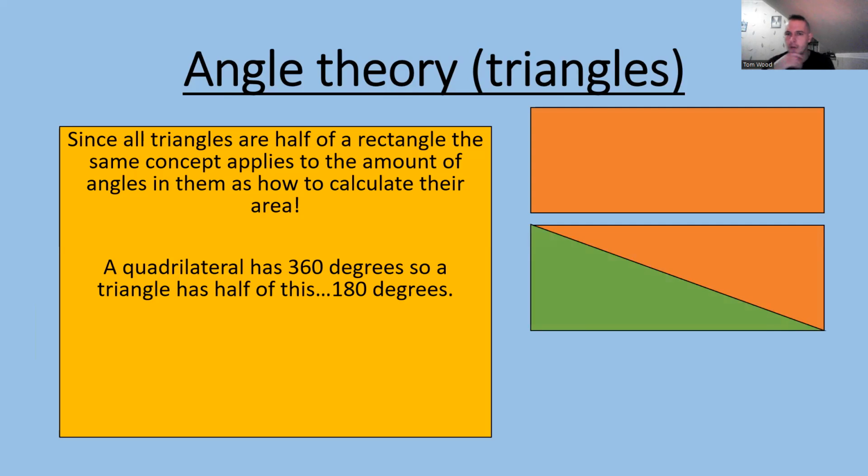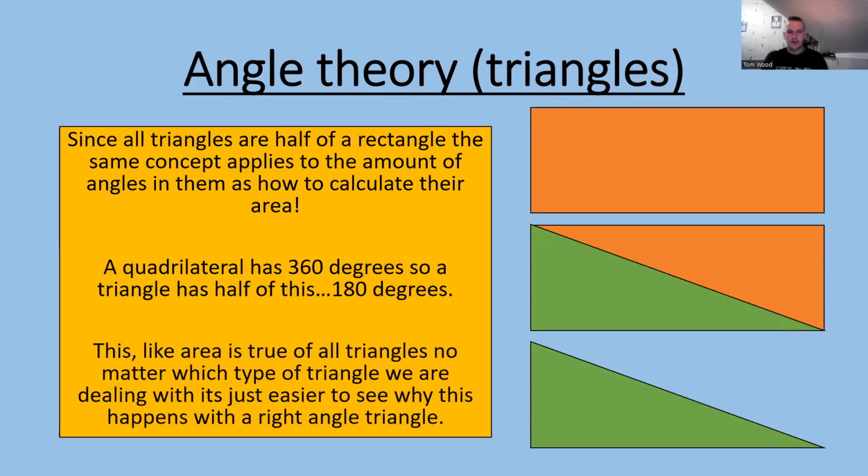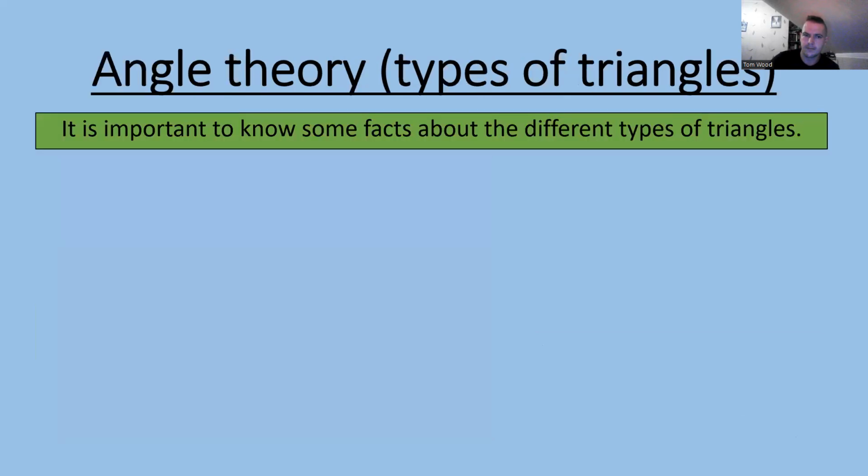So if I imagine I've got my rectangle there at the top, I've then chopped it in half and I've got my triangle. So it's literally the exact same idea as when we calculate the area. We have the rectangle, we chop it in half, and then we end up with our triangle. So that's how we find the area. And this is a prime example because it works very well with a right angled triangle. You can clearly visually see the link there. Even if it's a different type of triangle, though, you will still have 180 degrees.